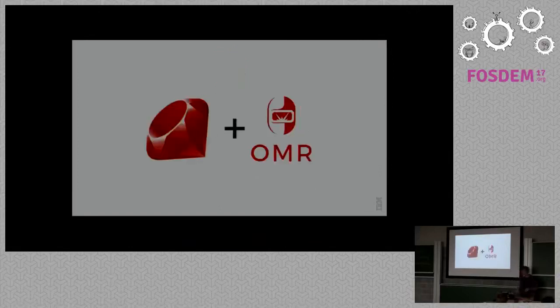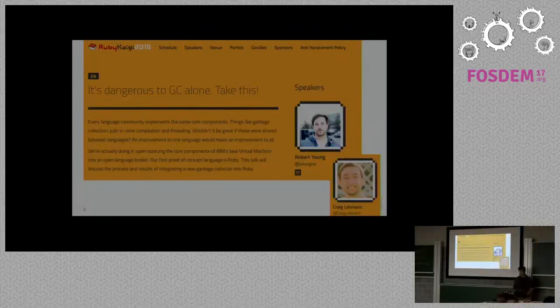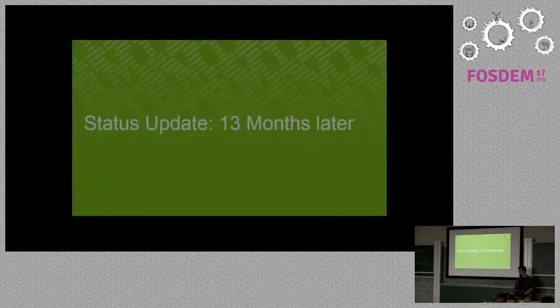So the Ruby plus OMR preview is a vehicle by which we've been experimenting with OMR technology in the Ruby language. Now, at RubyKaigi 2015, I talked about this project, as did some of my colleagues talking about the garbage collector. And despite the fact that that was RubyKaigi 2015, that was only 13 months ago. It sounds longer, because it's 2017 now. So what have we been doing for the last 13 months? The answer is a lot of things.